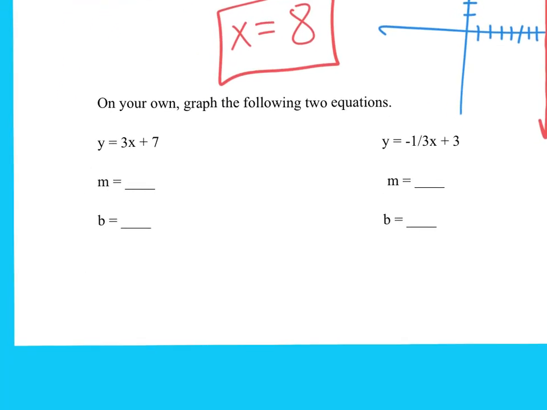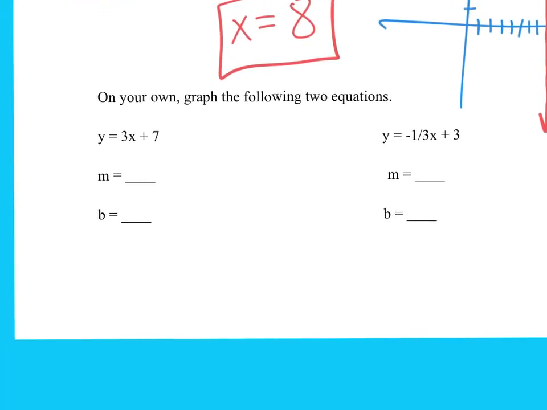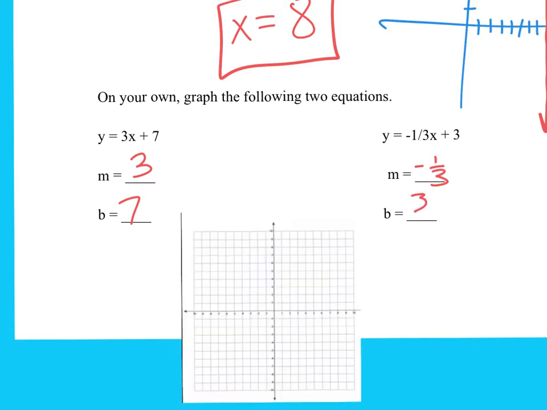Okay, on your own, graph the next two equations. You can do it. What's the slope on the first one? 3. What's the b value? 7. The next one, slope is negative 1/3, and the b value, 3. Graph them.